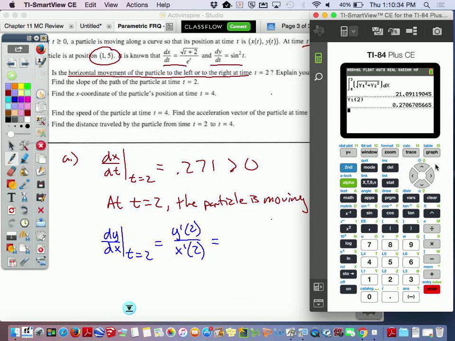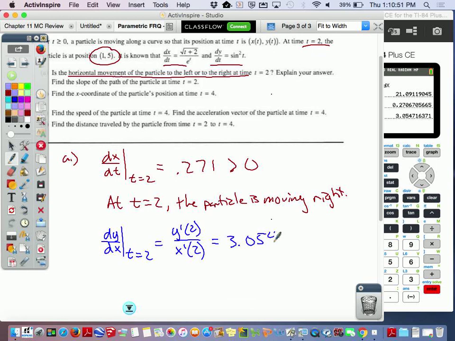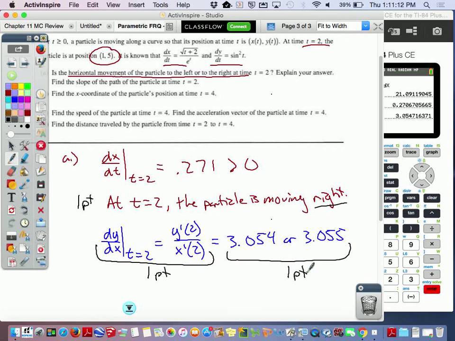So y prime is in y2. So I'm going to do alpha trace y2 of 2 divided by y1 of 2. And that answer comes out to be 3.054 or 3.055. All in, this part A is worth 3 points. This analysis of moving to the right is going to be a point, and you're going to get a point for basically writing this out here, and a point for your actual numeric answer.